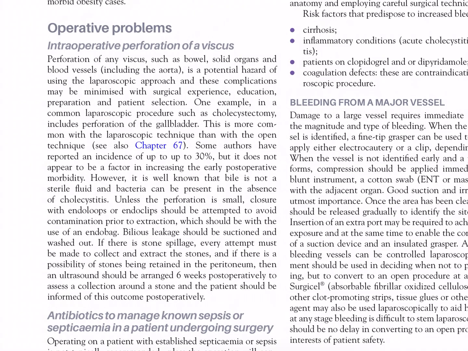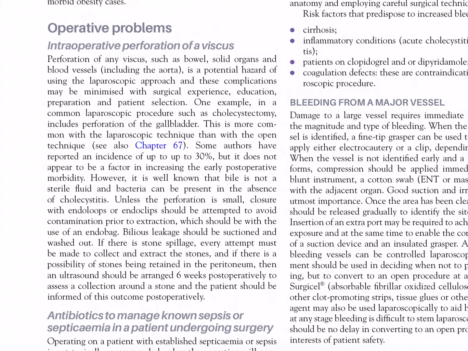One example in a common laparoscopic procedure such as cholecystectomy includes perforation of the gallbladder. This is more common with the laparoscopic technique than with the open technique. Some authors have reported an incidence of up to 30%, but it does not appear to be a factor in increasing early postoperative morbidity.